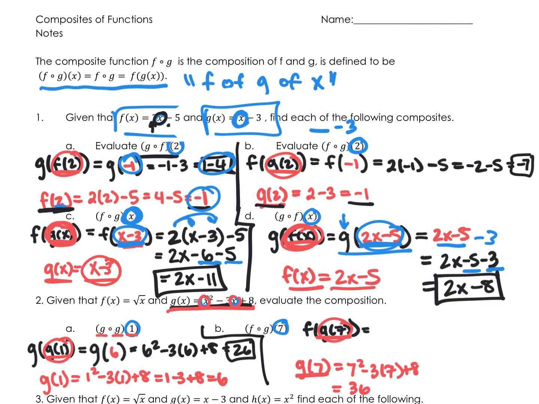So now we need to go plug that in here. F of 36, because g of 7 was 36. And then to find f of 36, you're going to use your f equation. So that's the square root of x. So you're going to plug 36 in where the x was, and you'll get 6.